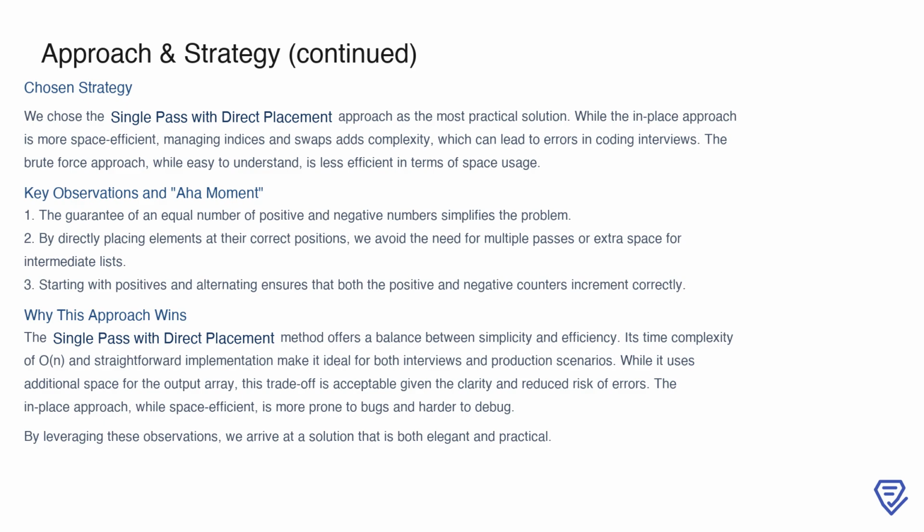By directly placing elements at their correct positions during traversal, we reduce the need for multiple passes or complex logic. This method offers an excellent balance between clarity and efficiency, with a time complexity of O(n) and a straightforward implementation that minimizes coding errors. While it does require extra space for the output array, this trade-off is acceptable given the clarity and reduced risk of mistakes, making it ideal for both interviews and real-world applications.